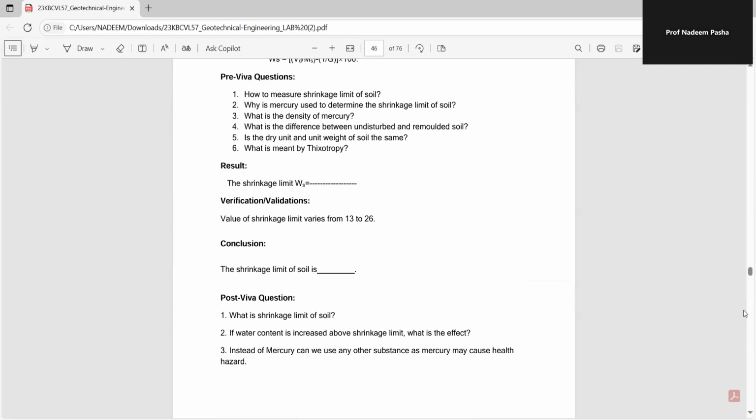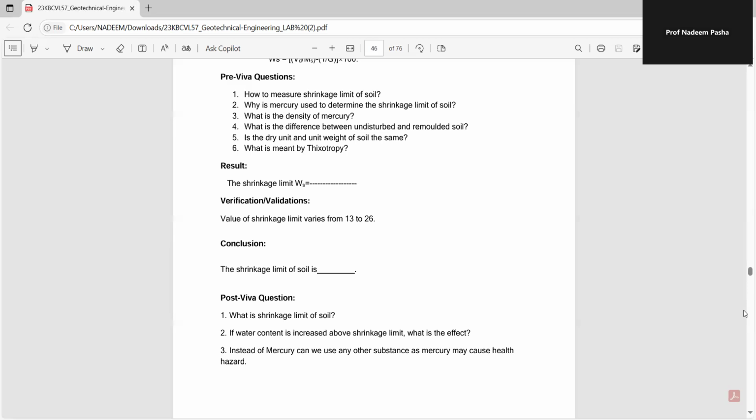So what are the pre-viva questions? How to measure the shrinkage limit of soil? Just now we have seen. Why is mercury used in determining the shrinkage limit of soil? What is the density of mercury? 13.6 is the specific gravity. If you multiply this with 1000, you will get the density. It comes out to be 13600 kg per meter cubed. What is the difference between undisturbed and remolded sample? Undisturbed sample means it is not disturbed, whereas remolded soil is nothing but a soil which is disturbed and it is again remolded. Is the dry unit weight the same?